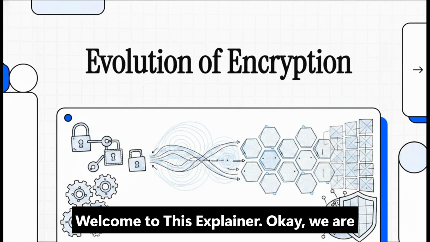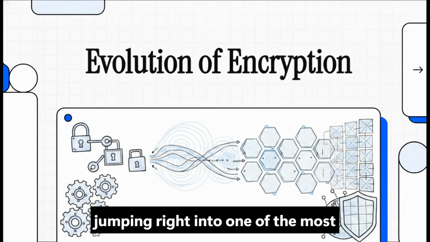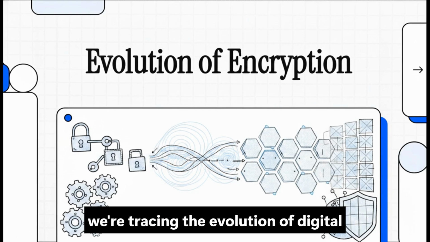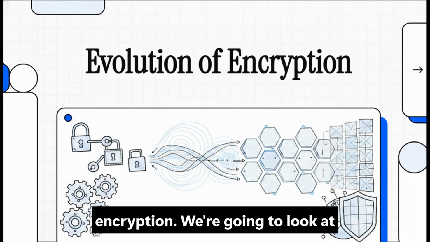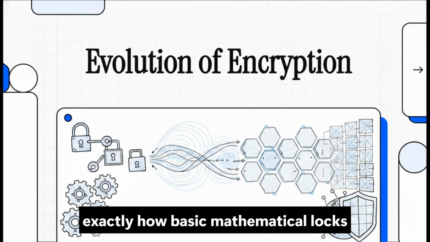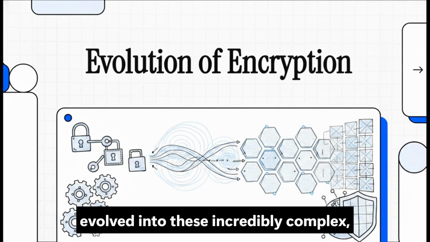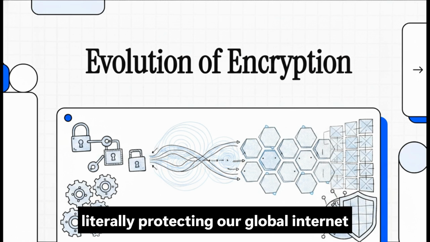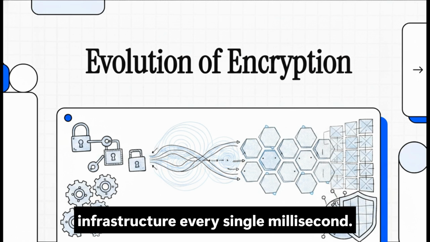Welcome to This Explainer. Okay, we are jumping right into one of the most fascinating, kind of invisible architectures of our modern world. Today we're tracing the evolution of digital encryption. We're going to look at exactly how basic mathematical locks evolved into these incredibly complex, totally invisible shields that are literally protecting our global internet infrastructure every single millisecond.